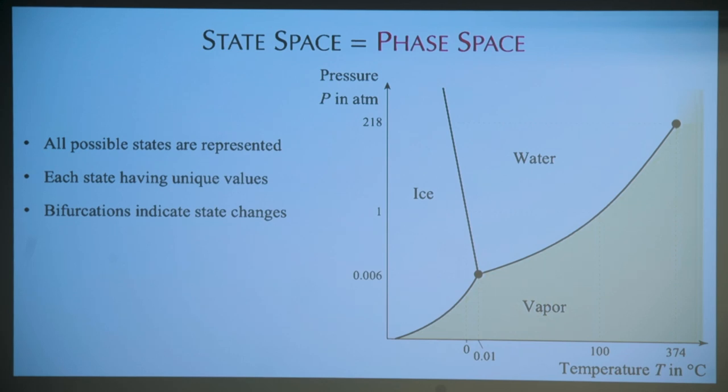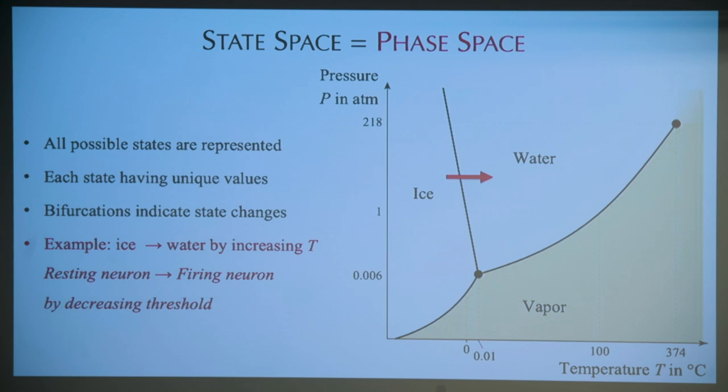And then the bifurcations, these lines here, are indicating the change of the states. Just as an example, we go from ice to water by increasing the temperature, so we keep the pressure constant, and let's say we start here and increase the temperature, then the ice melts and we get water. We can also translate this to neuroscience and say, okay, here the neurons are at rest, and then we increase the firing threshold, for example, and then the neurons start firing. Questions?